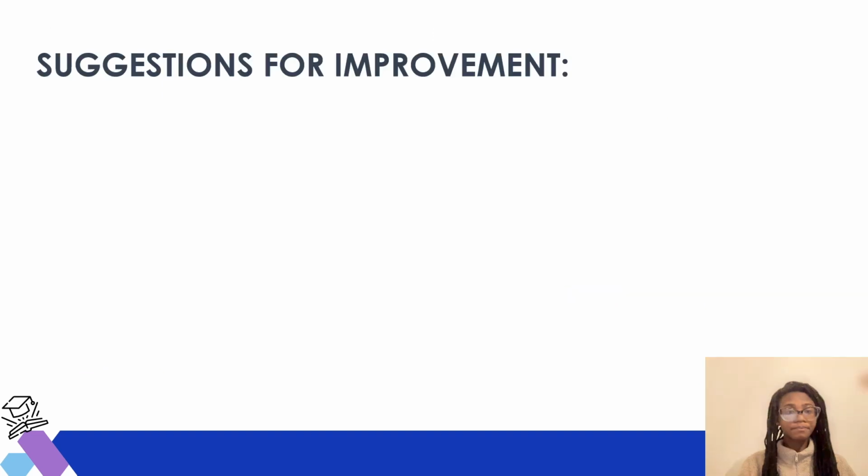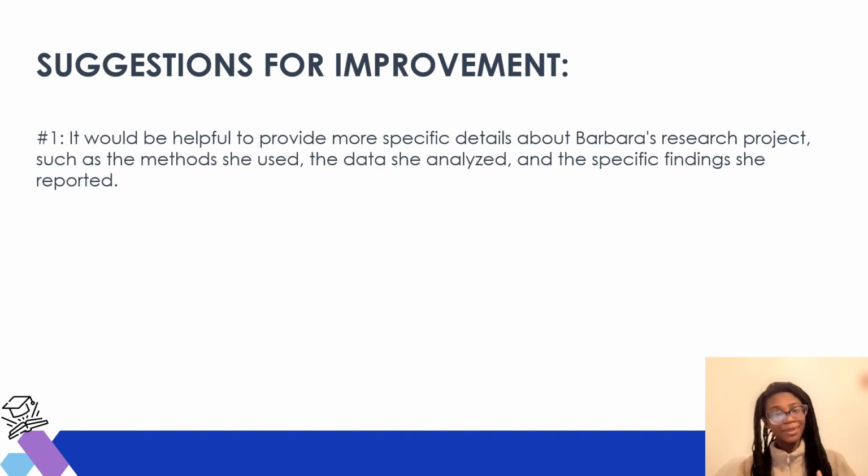So suggestions for improvement, there are 2 suggestions I can offer to improve this. If you also have any suggestions, let me know in the comment section. And 1, it would be helpful to provide more specific details about Barbara's research project, such as the method she used, the data she analyzed, and the specific findings she reported. So with this, I already talked about the findings I reported, but to get into more details, you should also consider the length. So you should also consider the information you have available and decide if this is worth doing or not.